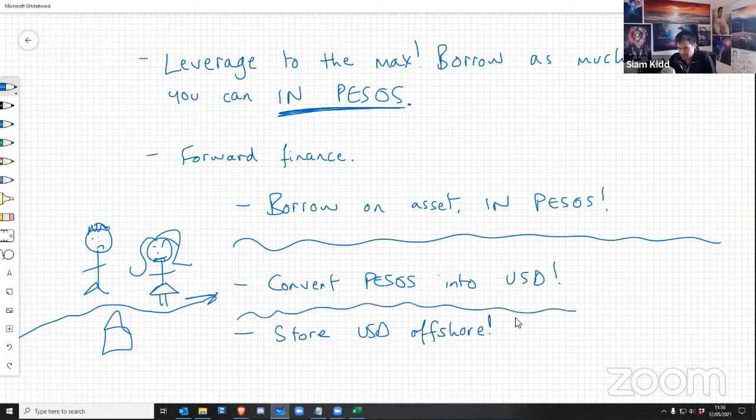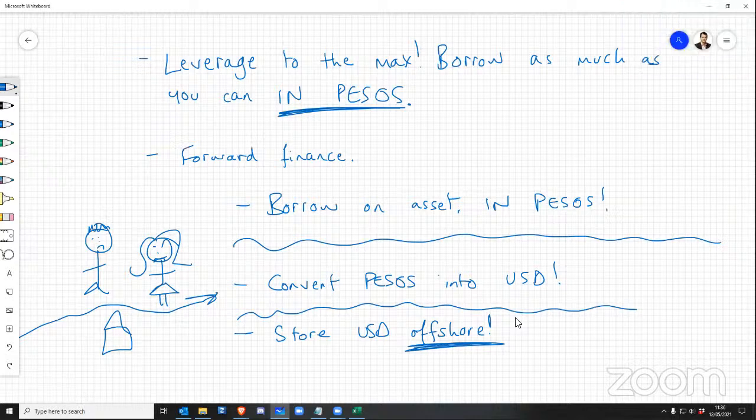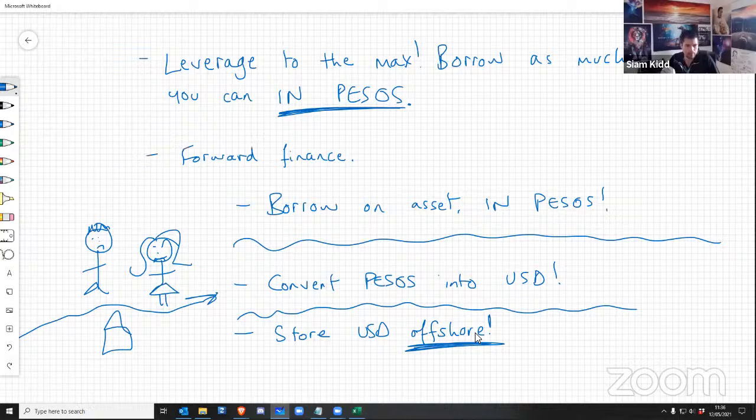So you need to store it. There's a few little things here. You need to store it offshore. Just open up a bank and store it somewhere where the government can't reprimand your US dollars. Does this make sense so far? Because there is a catch line here, folks, and we're not there yet.